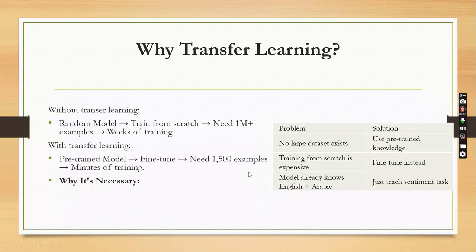Okay, so why are we using transfer learning? If you use a random model and train it from scratch, it would require a lot of data sets, weeks of training, a lot of time. With transfer learning, you have a pre-trained model, you fine-tune it to your needs and requirements. We need only 1,500 examples, which is very decent. It doesn't require a huge data set or a lot of time. It's very resourceful to our needs and requirements here, which is far more necessary and far more convenient.